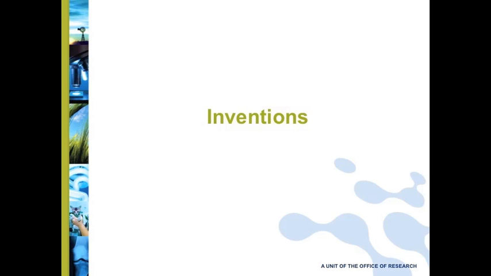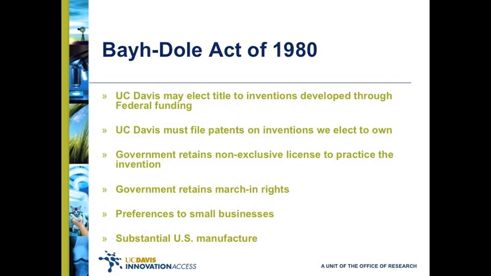Inventions. The Bayh-Dole Act of 1980 was an important federal law that allowed for the first time universities that were receiving federal funding and grants to elect ownership of inventions that arise from research. Prior to that, all inventions discovered with federal funds belonged to the federal government. With the advent of the Bayh-Dole Act, universities began to establish tech transfer offices to evaluate these inventions, to file patents, and to conduct licensing.